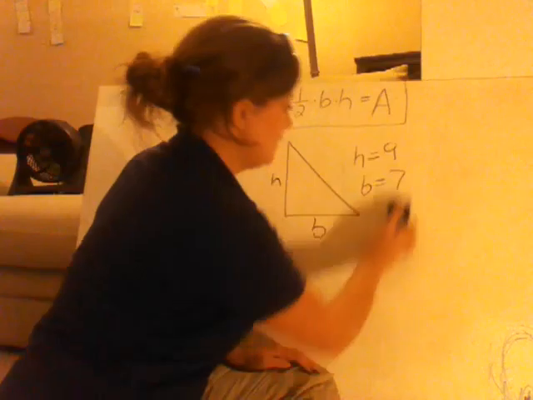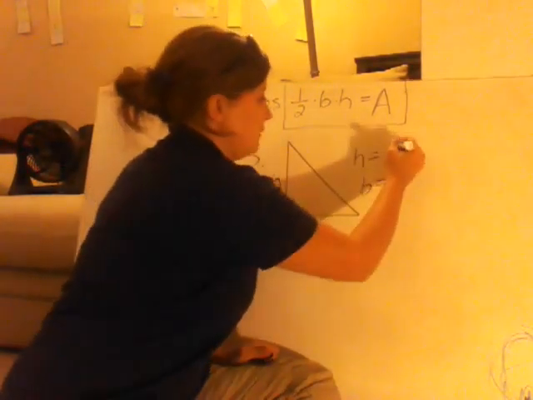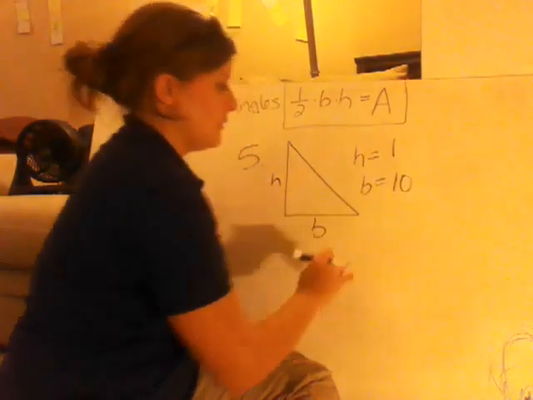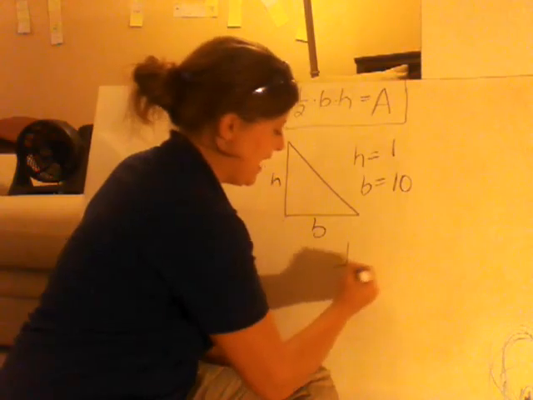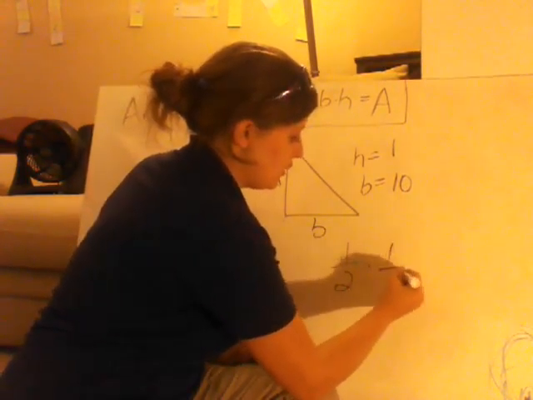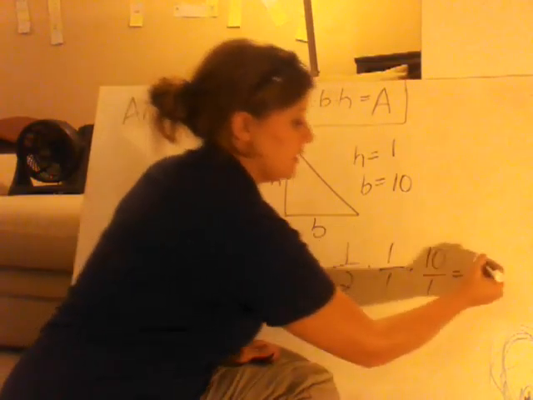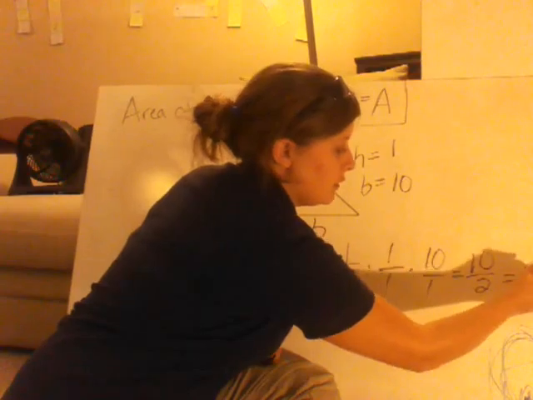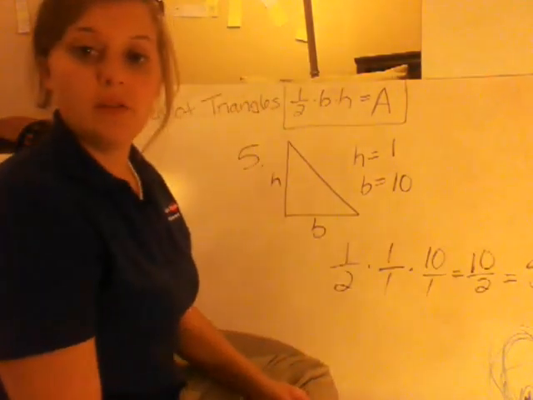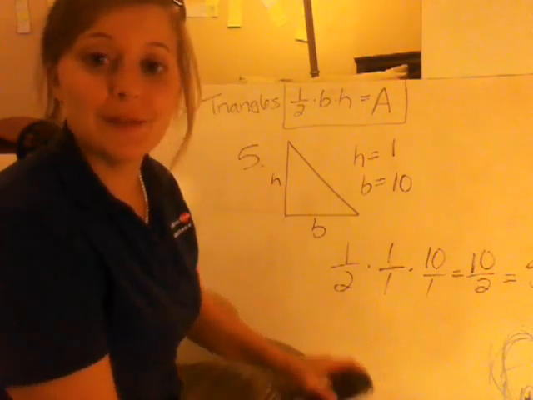Next up is number 6. I don't need to draw a new triangle because it's the same kind. I've got 1 and 10. Alright, 1/2 times 1 over 1 times 10 over 1. Multiply across, I get 10 over 2. 10 divided by 2 is 5. The end. Yay. Not really, because we're going on to the next problem.